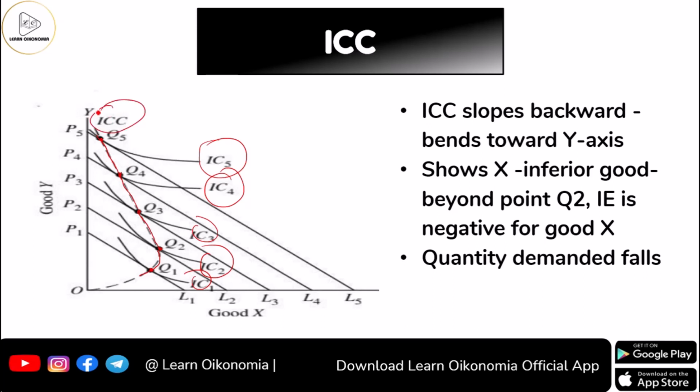And in this particular figure, what you could identify is that this ICC is having a backward slope. So it is sloping back, it slopes backward. Or you could see that it is an inclination towards the y-axis. It's moving towards the y-axis. So that means your X, commodity X here, is an inferior good.